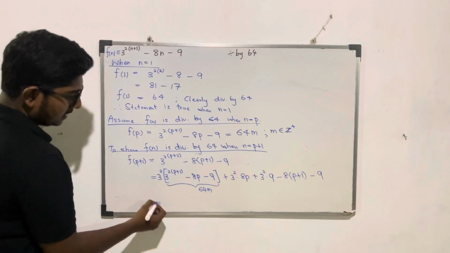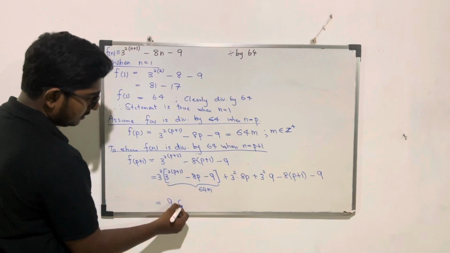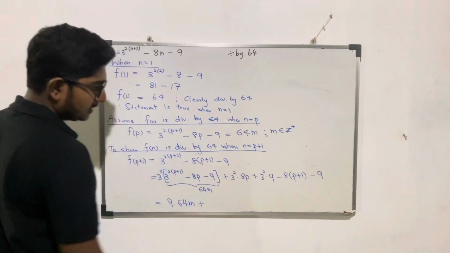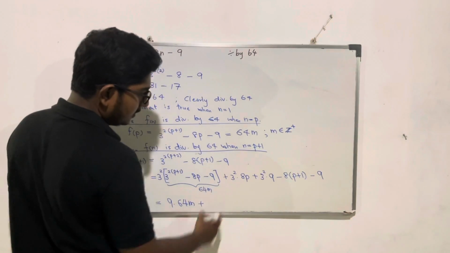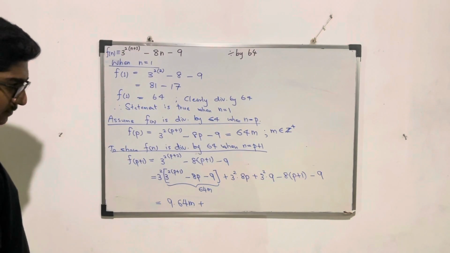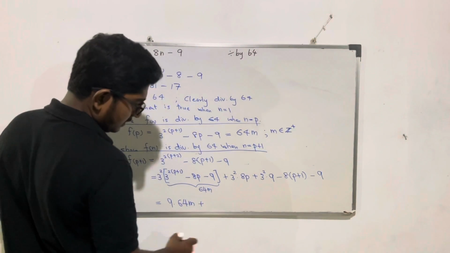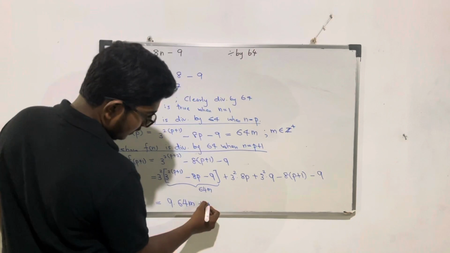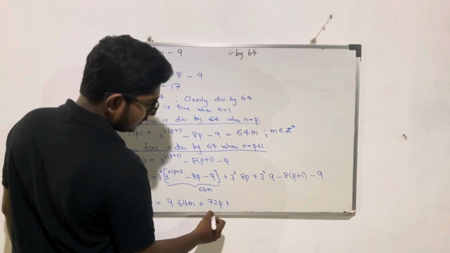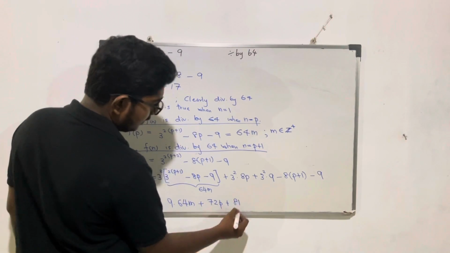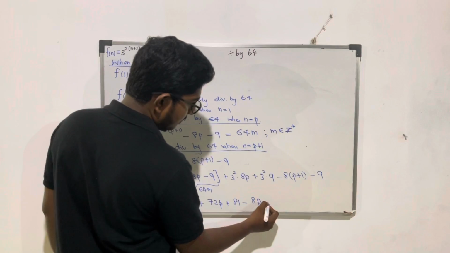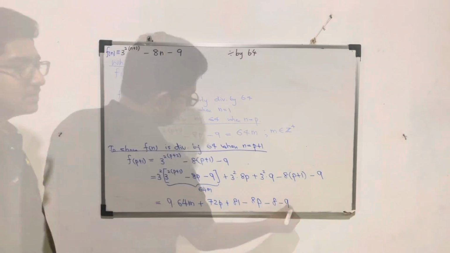So this is 3 to the power 2, which is 9 into 64m. So what are the simplifications of these terms? 9 into 8, so this is 9 into 8, which is 72. This is 9 into 9, 81. And here the simplified answer is minus 8p minus 8 minus 9.